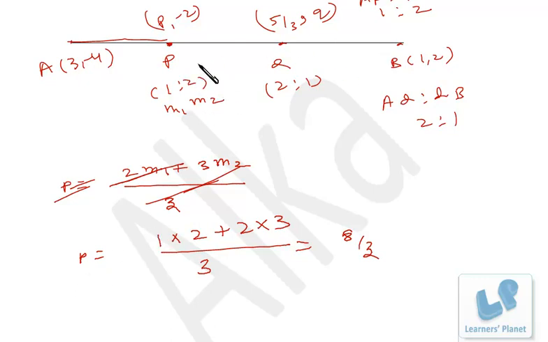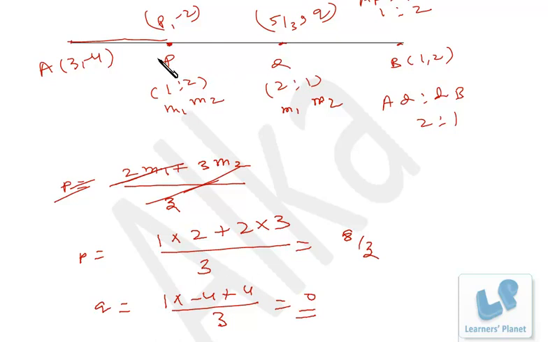Similarly, we have to find out the value of Q. Now AQ is to QB is 2:1. So this is now M1 and this is now M2, right? So we have to find out Q, the Y coordinate. So Q is equal to (M2 Y1 plus M1 Y2) upon M1 plus M2. So M2 is 1 and Y1 is minus 4, right? So 1 into minus 4 plus M1 Y2, that is 2 into 2, by 2 plus 1. So that's 0, right? So these are the values of P and Q.